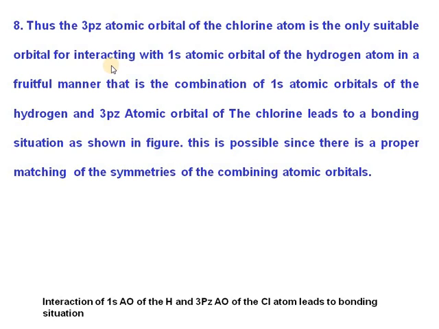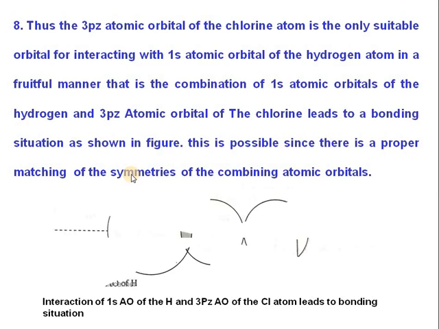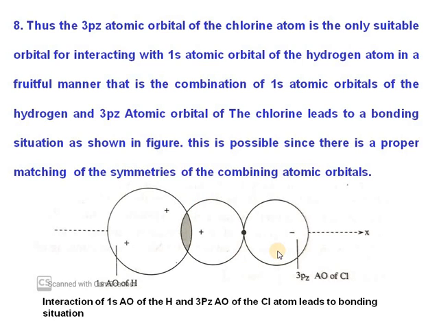From these diagrams we observe that the 3pz atomic orbital of the chlorine atom is the only suitable orbital for attraction with the 1s orbital of the hydrogen atom in a fruitful manner. Due to this, the combination of the 1s atomic orbital of hydrogen and the 3pz atomic orbital of chlorine will lead to a strong bonding situation, as shown in the figure, because it is a proper matching of symmetry of these combining atomic orbitals.